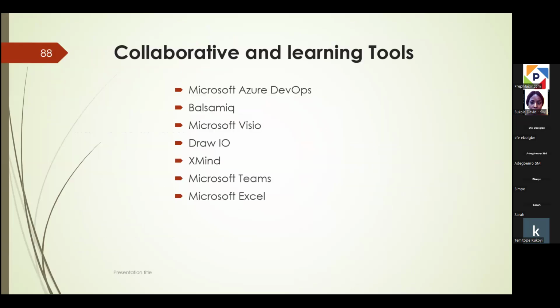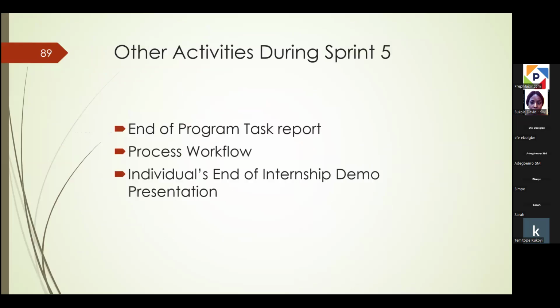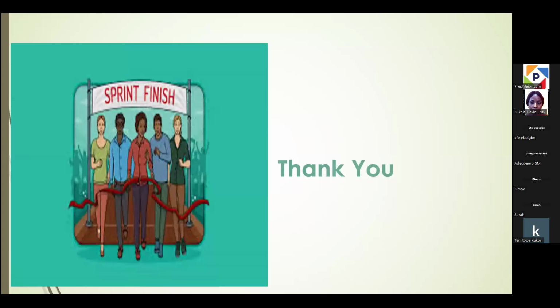These are some of the tools that we used in developing the project. And these are other activities that took place during sprint 5: end of program tasks, process workflow, and individual end of internship demo presentation. Thank you.